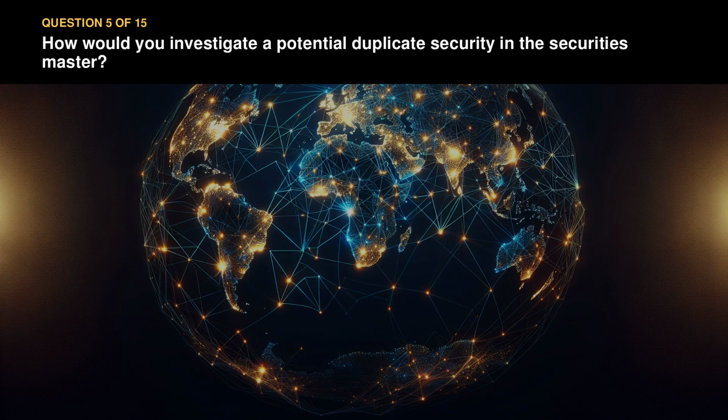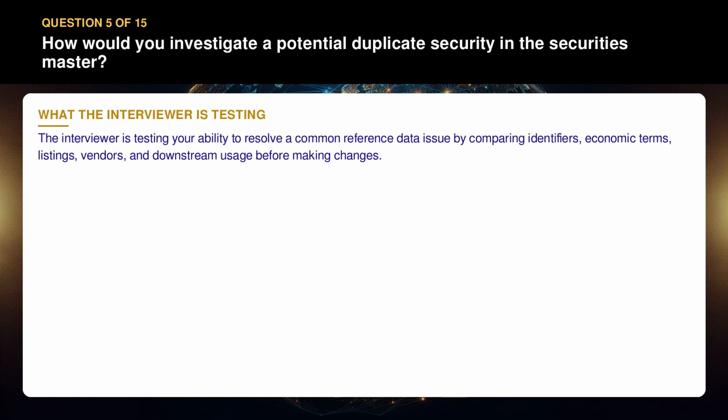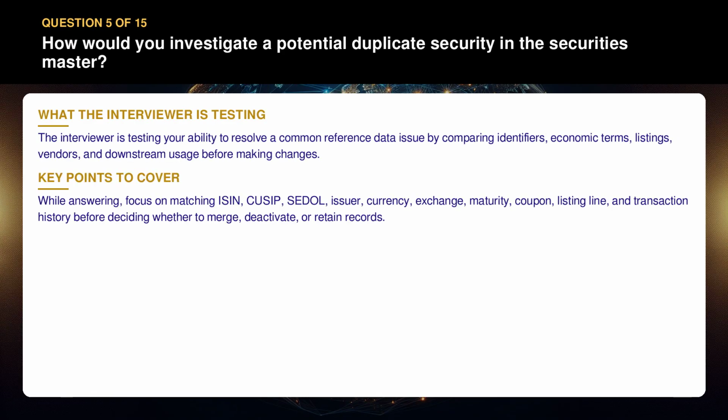Question 5. How would you investigate a potential duplicate security in the Securities Master? The interviewer is testing your ability to resolve a common reference data issue by comparing identifiers, economic terms, listings, vendors, and downstream usage before making changes. While answering, focus on matching ISIN, CUSIP, SEDOL, issuer, currency, exchange, maturity, coupon, listing line, and transaction history before deciding whether to merge, deactivate, or retain records.